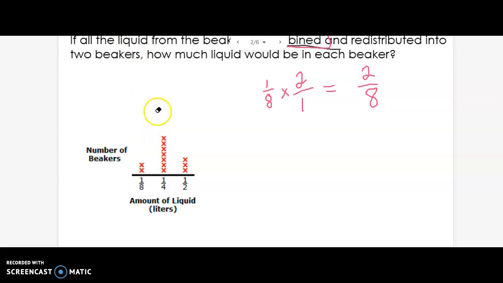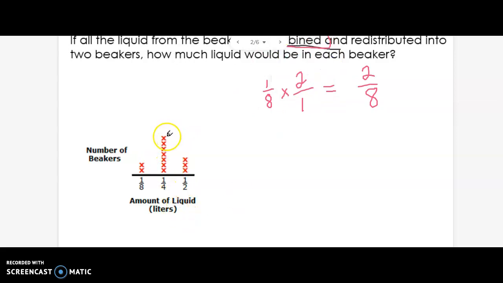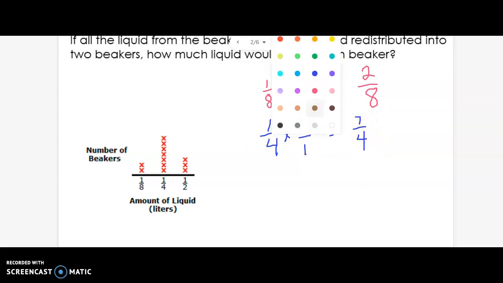I'm going to erase this so I know what I'm doing. And then let's find out 1/4. 1, 2, 3, 4, 5, 6, 7. So 1/4 times 7 over 1 is going to tell me how much liquid is in all of those 7. So 1 times 7 is 7, 4 times 1 is 4. And again, that's an improper fraction, but I'm going to leave it be for right now.